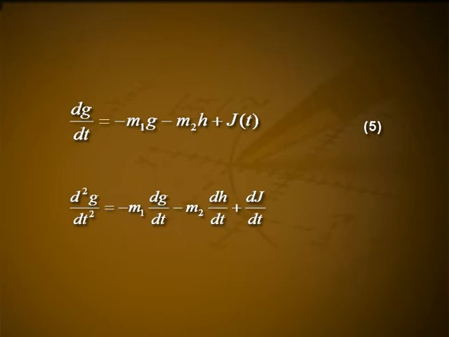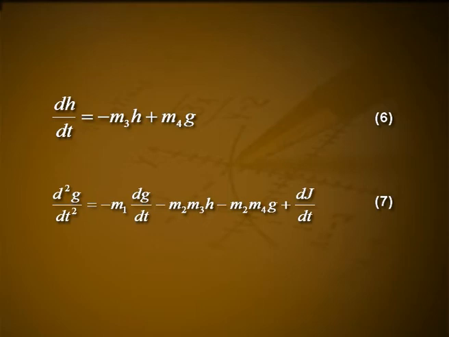Differentiating equation 5 with respect to t gives d²g/dt² = -m1 dg/dt - m2 dh/dt + dj/dt. Substituting for dh/dt from equation 6, we obtain that d²g/dt² = -m1 dg/dt - m2 m3 h - m2 m4 g + dj/dt. Next, observe from equation 5 that m2 h = -dg/dt - m1 g + j(t).